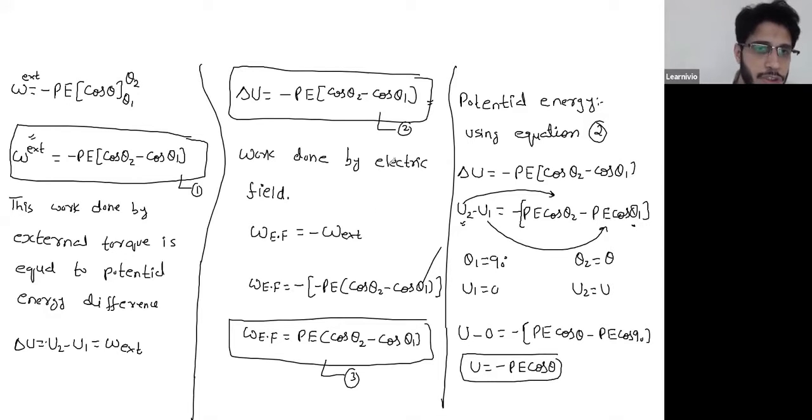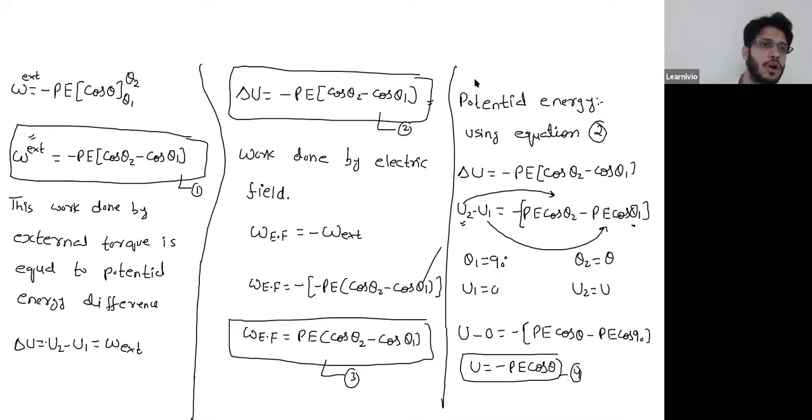So there's a difference between these two relations, relation number 2 and relation number 4. In relation number 2, you are calculating the difference in potential energy in two orientations. The first orientation is when your dipole is at an angle theta 1 with the field. The second orientation is when your dipole is at an angle theta 2 with the field. But here, this is equation number 4. There's just one orientation, meaning if your dipole is placed at an angle theta with respect to the field, then your potential energy is minus of PE cos theta.